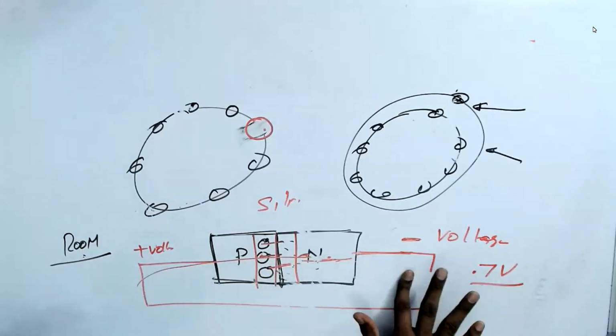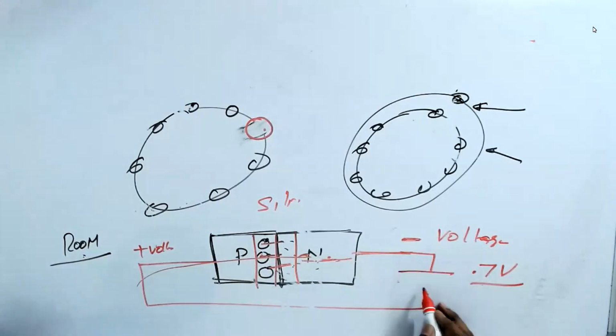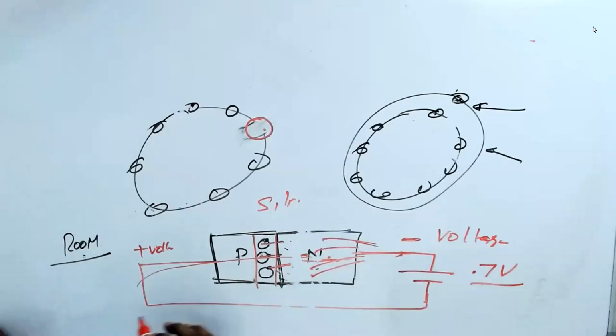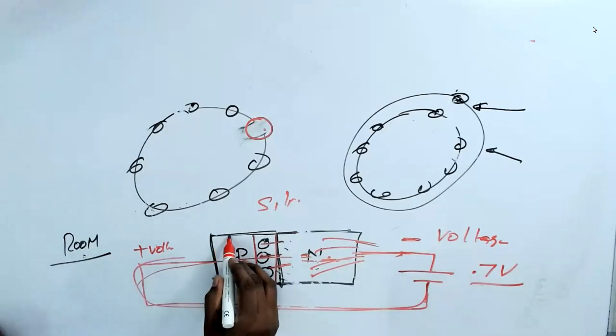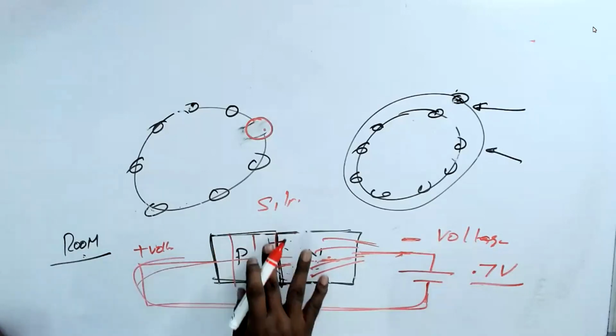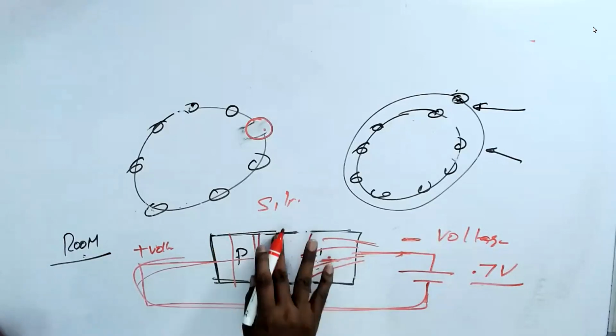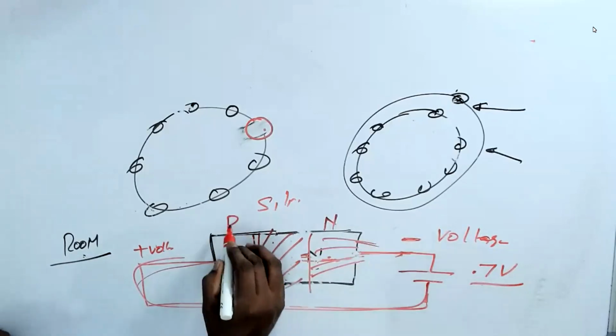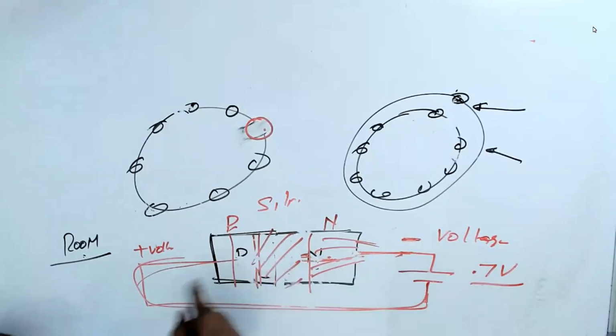If we do the other way, if this one is positive and this one is negative, then what happens? These electrons move in this direction, and the negative voltage comes here and gets connected. So a big gap happens here, and there is no current. When I give positive to the N material and negative to the P material, there is no current.